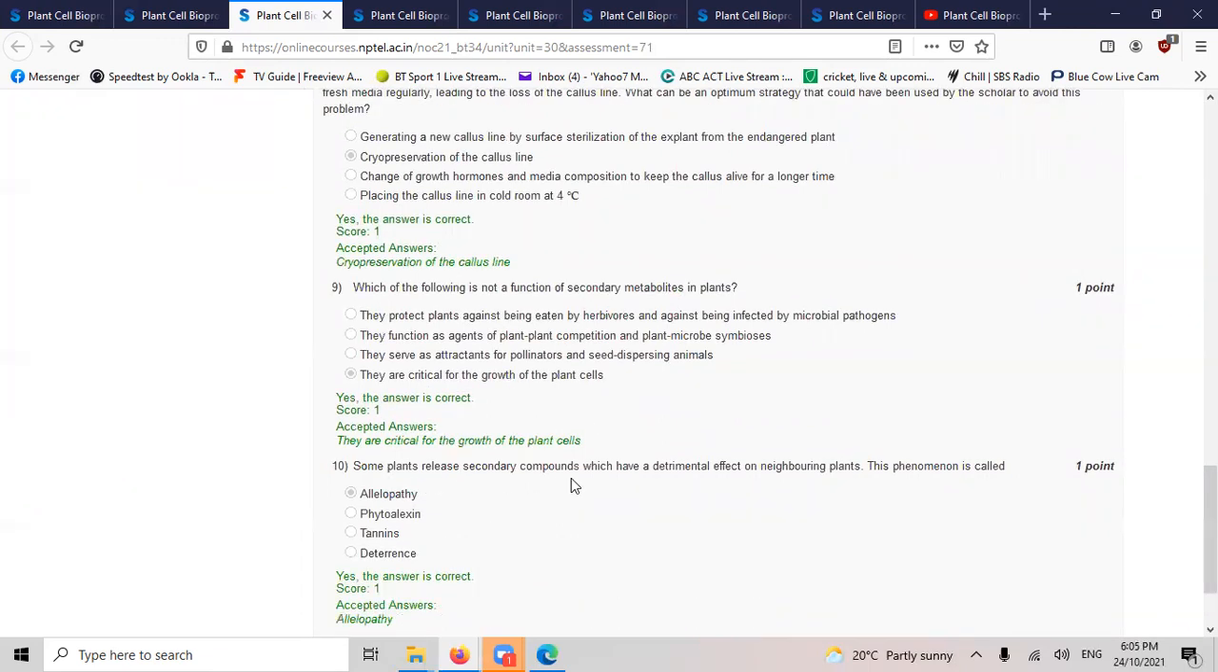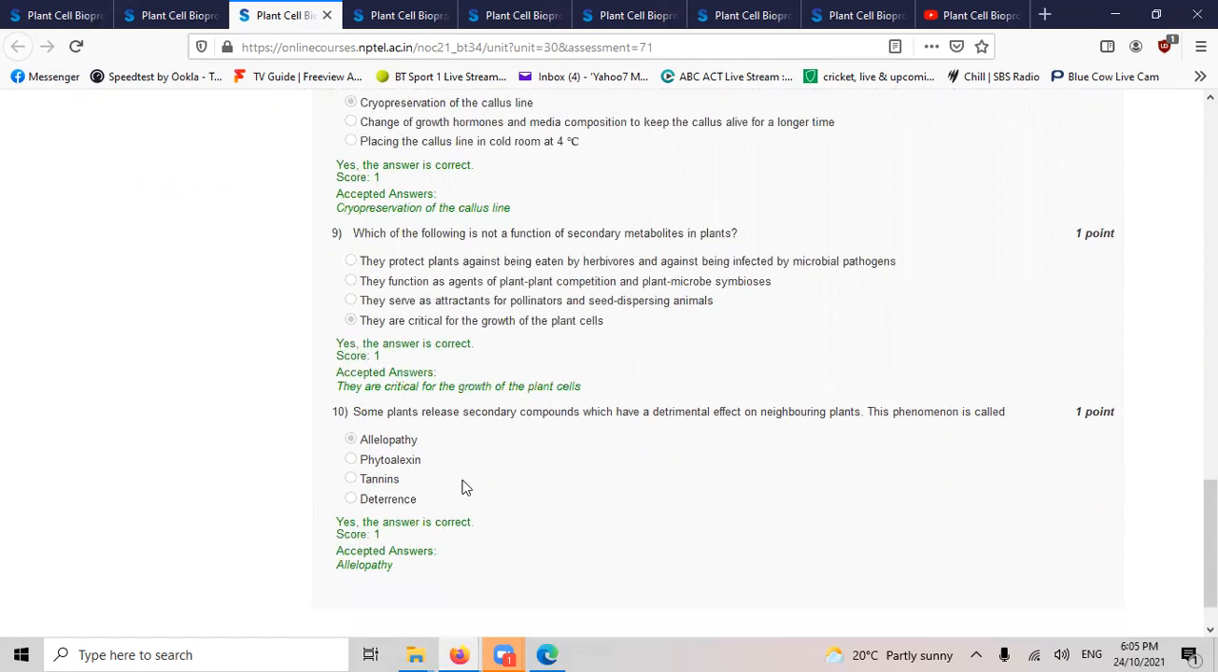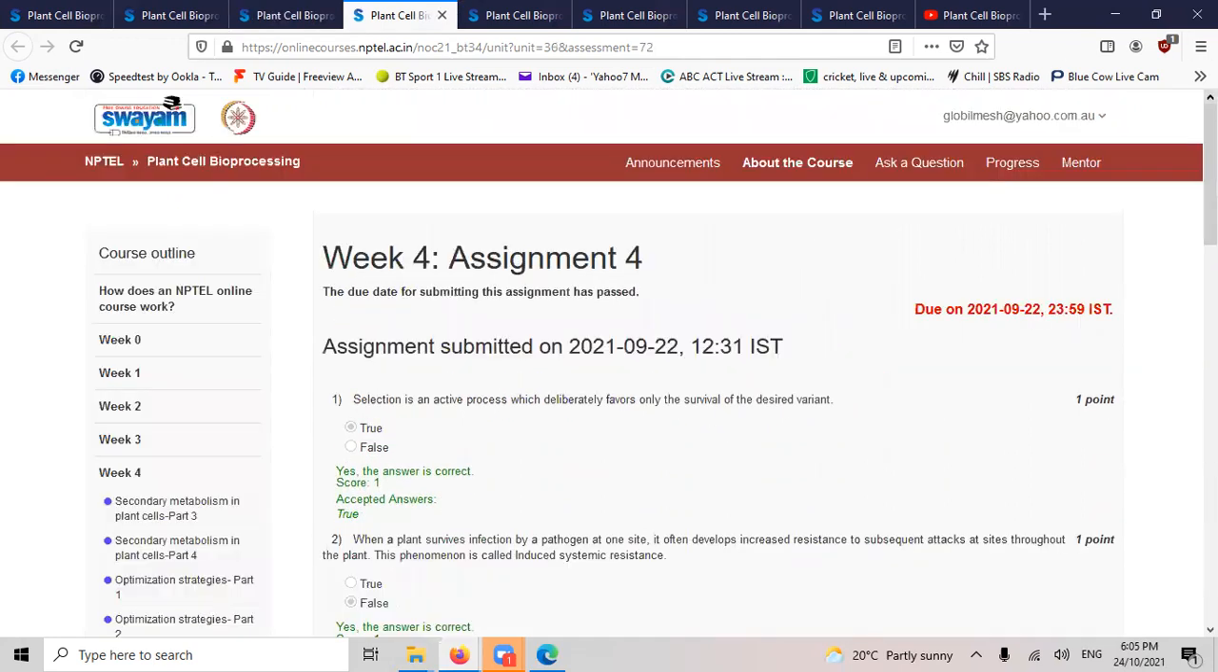Some plants release secondary compounds which have detrimental effects on the neighbouring plants. This phenomenon is called allelopathy. That's it, week 4. Selection is an active process. Sure is, it's not a passive process.